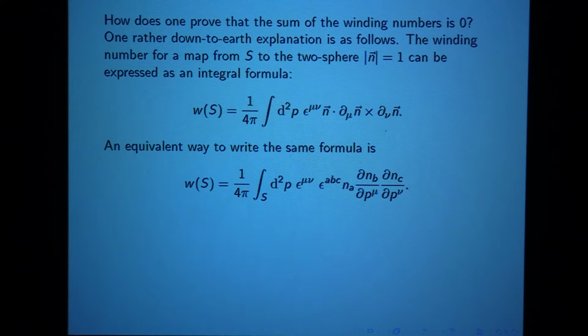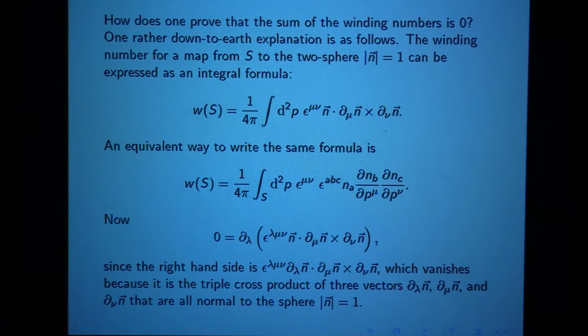Now, here's another way to write the same formula. I wrote it 2 different ways because I wasn't sure which one would be clearer. Here I wrote it in terms of a triple cross product of the vector n with its derivatives, and here I wrote that explicitly using an epsilon symbol. I considered a few more ways to write this formula, but I decided to just write it twice and hope one of them was clear.